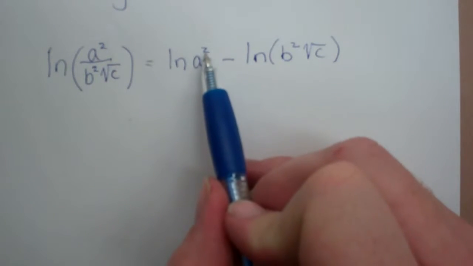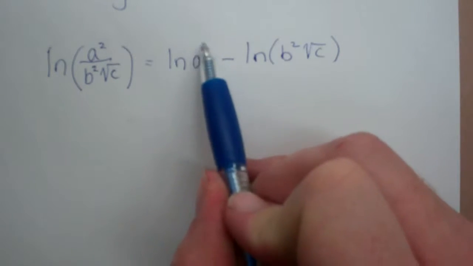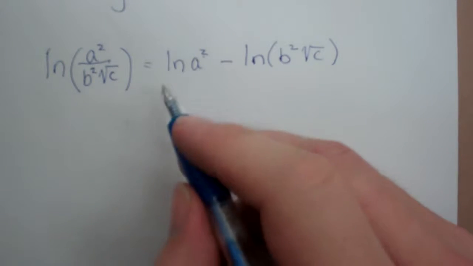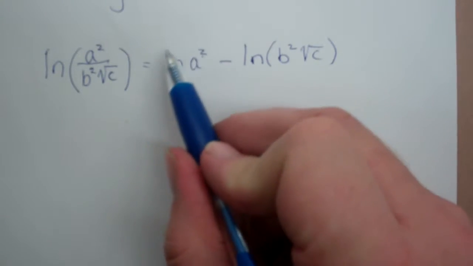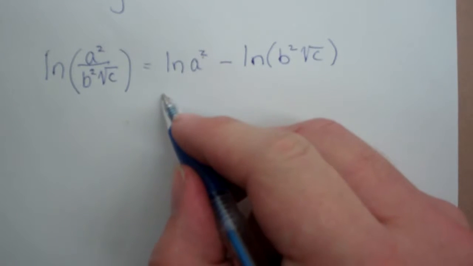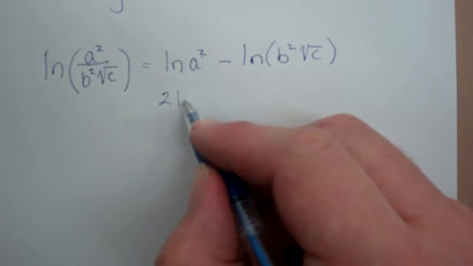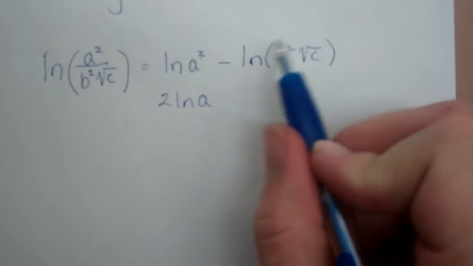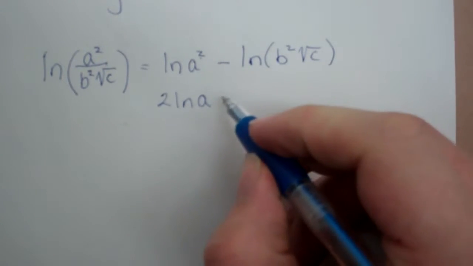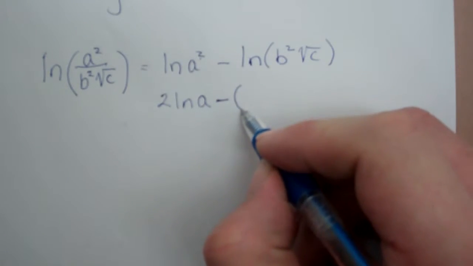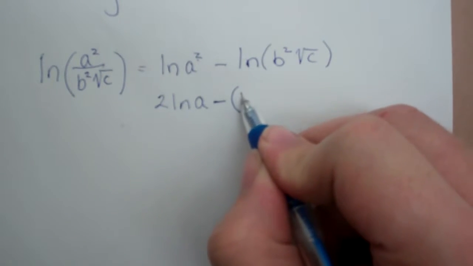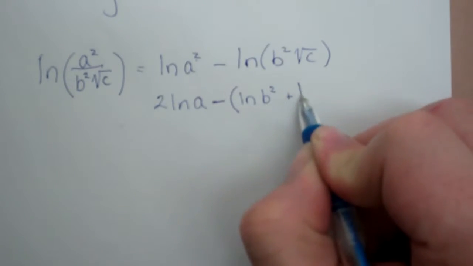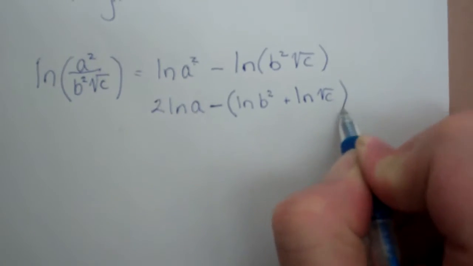Now, here there is a law of logarithms that lets us take an exponent that's in the logarithm and bring it to the outside and make it the coefficient. So the natural log of a squared is the same as 2 times the natural log of a. Over here, let's use the law of logarithms that deals with products to write this as minus, this is a necessary parentheses, the natural log of b squared plus the natural log of the square root of c.